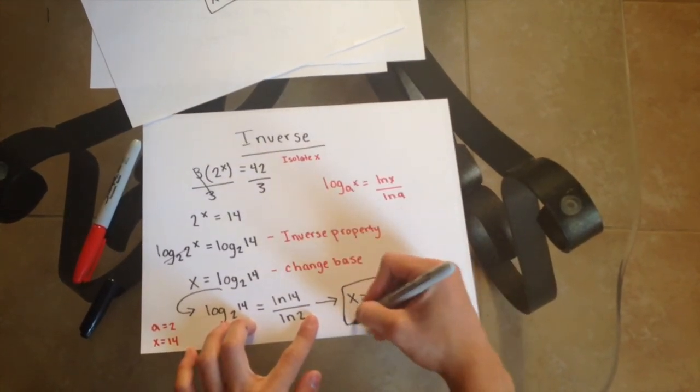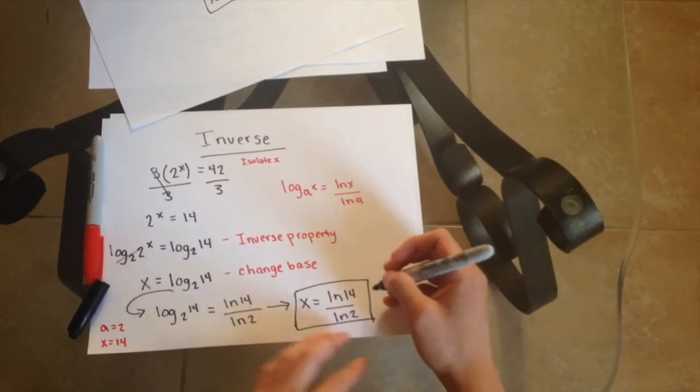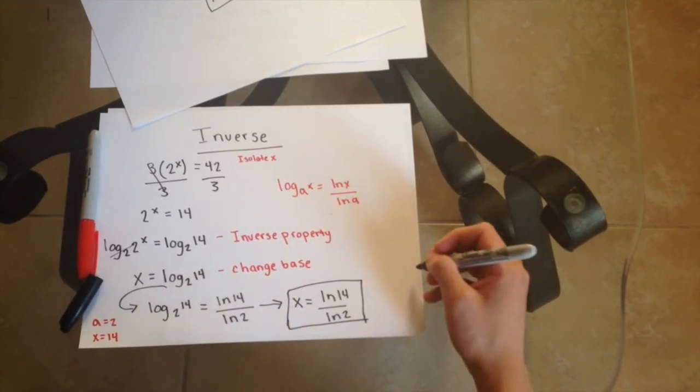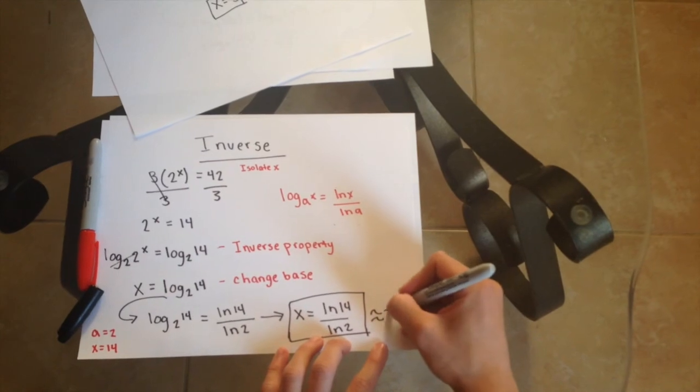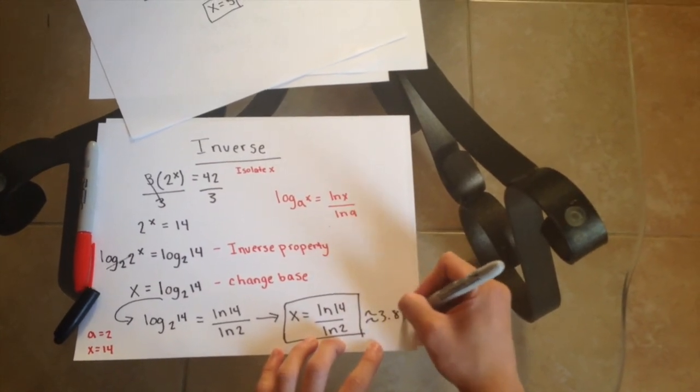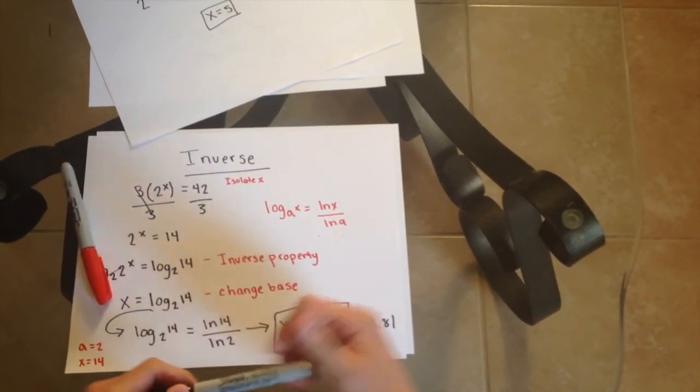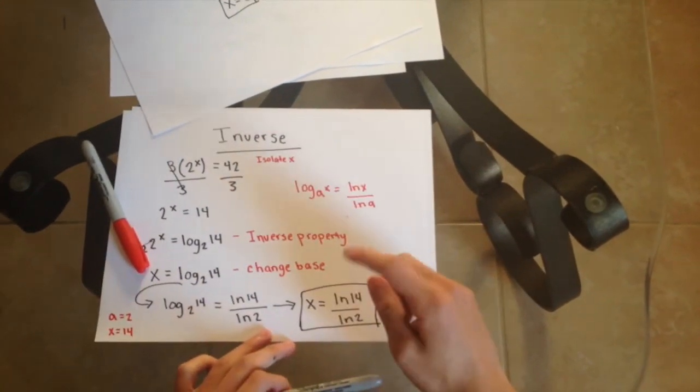You could plug this into the calculator and you would approximately get 3.81, but for the sake of this lesson, natural log of 14 over natural log of 2 is our final answer.